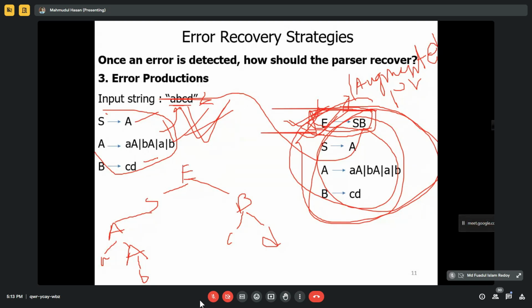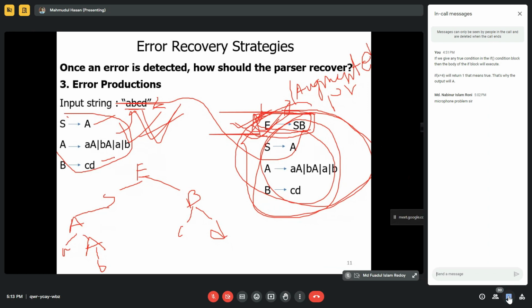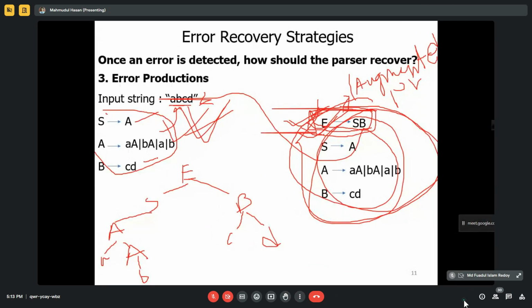But in a real scenario, the grammar is very large. So if you change the grammar, you need to change the corresponding production rules, and this task is extremely difficult. So this is not actually widely used. Okay, got it?